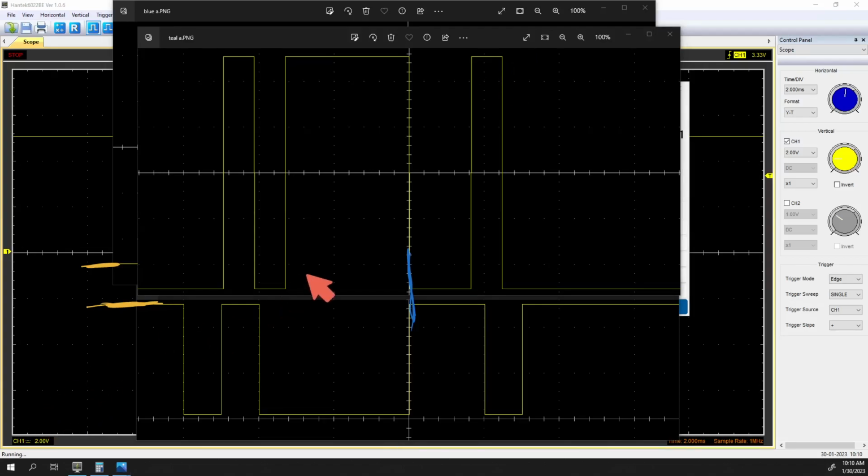But if we look in the background, the dotted lines line up. Dotted lines line up everywhere, but yet the serial data doesn't. So we've got a little bit of an issue going on there.